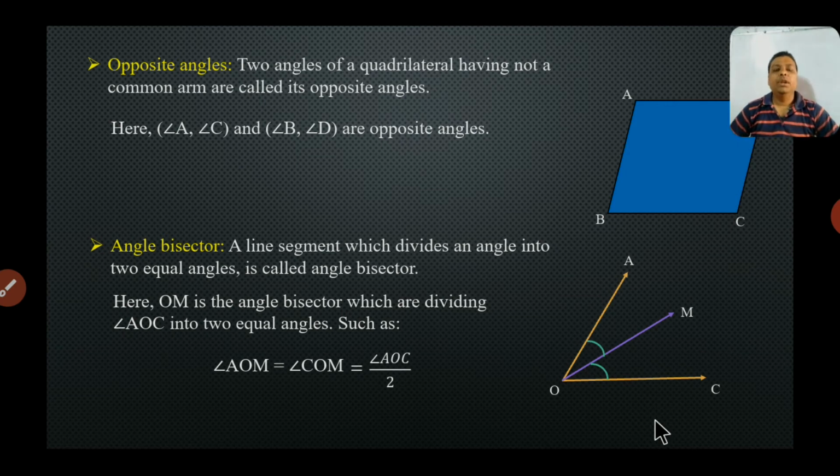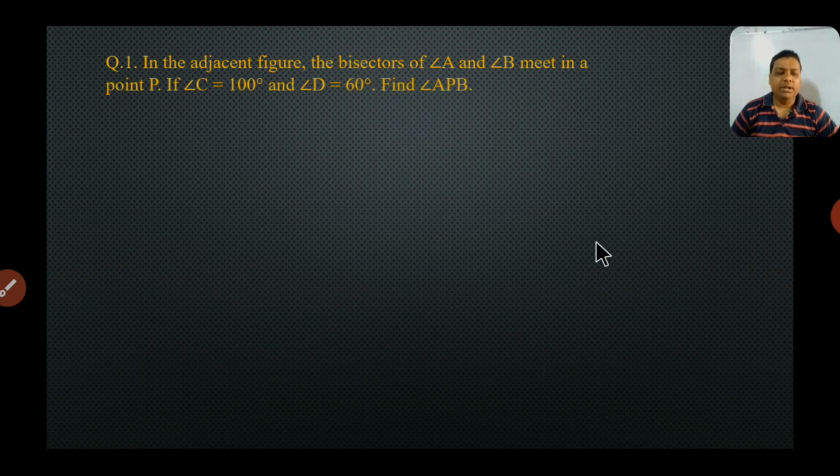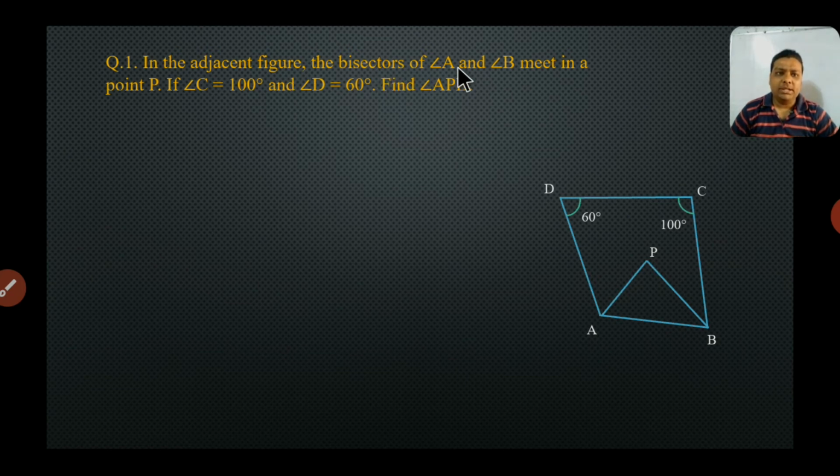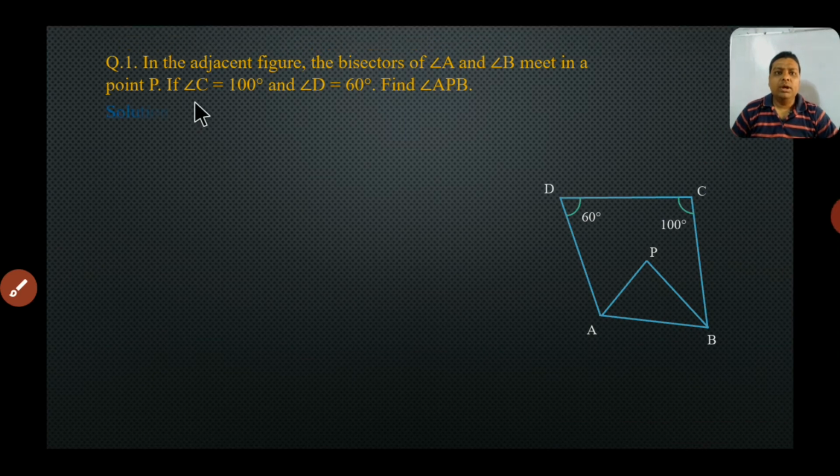Now let's move to the next point. The first question is: in the adjacent figure, the bisectors of angle A and B meet at P. Let's see the figure first. AP and BP are the bisectors, which means these two angles will be equal, and same as these two angles will be equal. Angle C equals 100 degrees and angle D equals 60 degrees are given. We have to find angle APB.